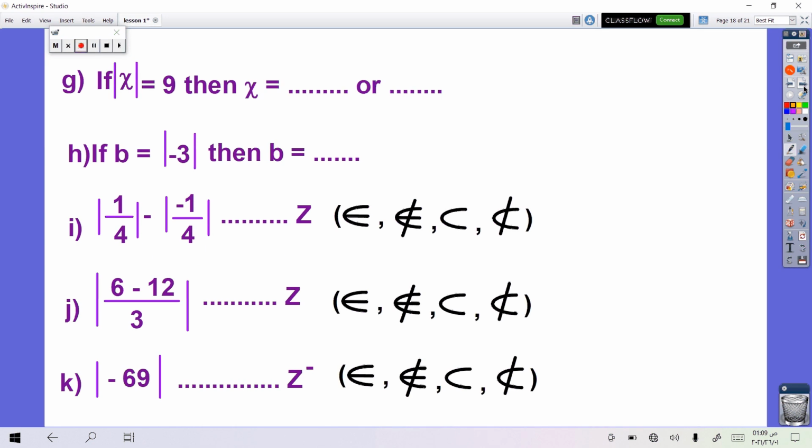The second one: if absolute x equals 9, then x will be equal to what? Here we don't have any number inside the absolute value, so x may be equal to 9 or negative 9, because absolute 9 is equal to 9, but absolute negative 9 is also equal to 9. So in this case, x may be equal to 9 or negative 9.